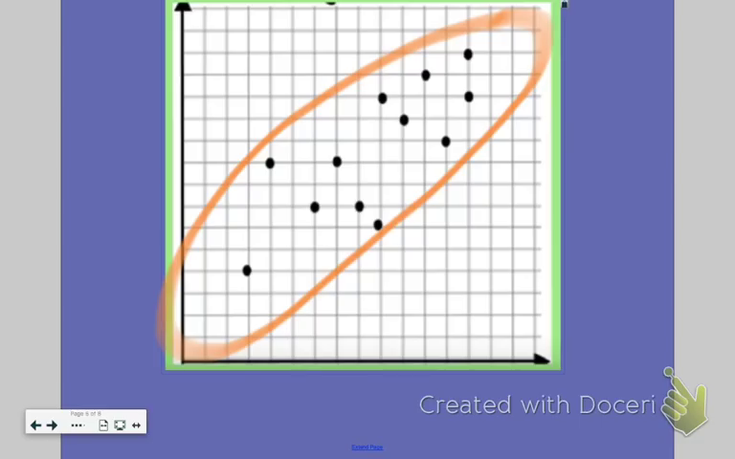My line of best fit could look something like this. Let's see here. It looks to me like I've got 1, 2, 3, 4, 5, 6 points above the line and about 5 points below the line. So I am going to call that line of best fit good. I divided the oval in half and the data is roughly cut in half. So I think that line of best fit looks pretty good.